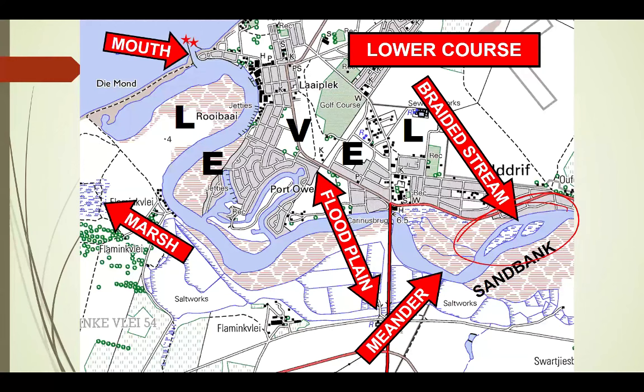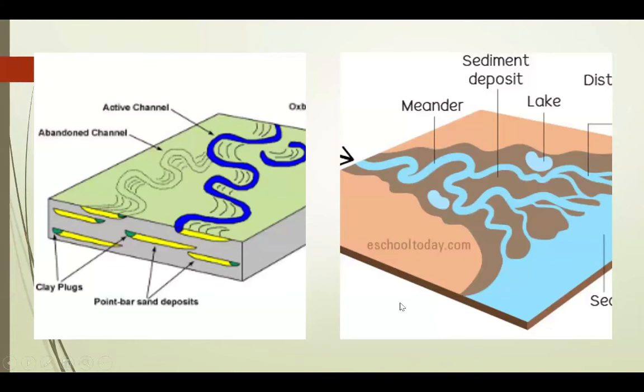Number one, there are marshes and flays that you can see there. Number two, you can see the well-developed meanders there. You can see braided streams there. You can see a wider floodplain. You can see meandering there. So these are the features that you find in the lower course of the river.